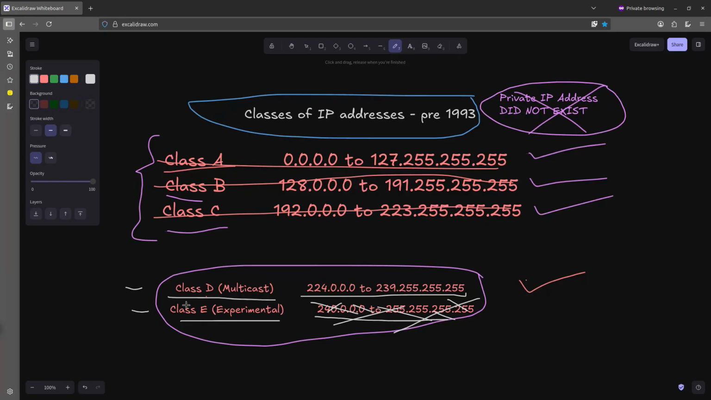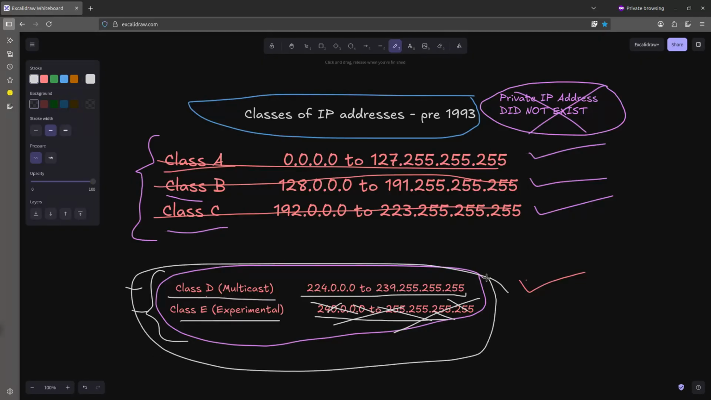Also, another fun fact that I want to provide is that class D and class E were moved over, as in this framework remained till date. But the earlier framework of the pre-1993 kind of collapsed. It was made obsolete. Why it was made obsolete, we will get into in the next video.